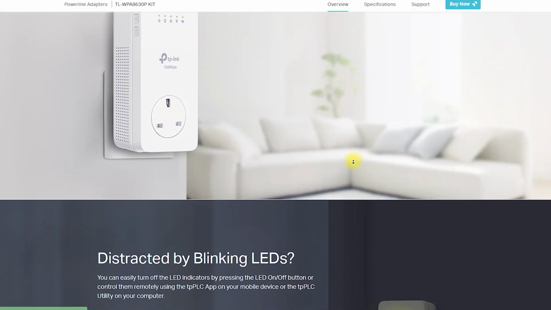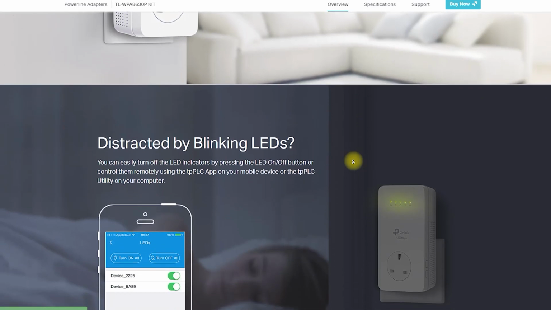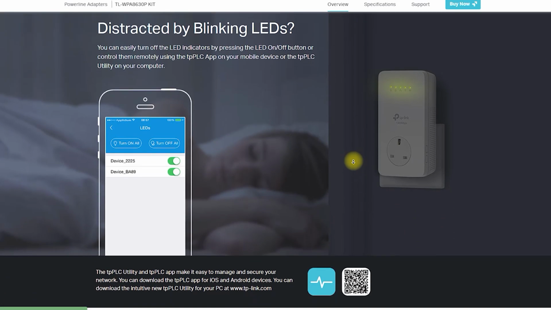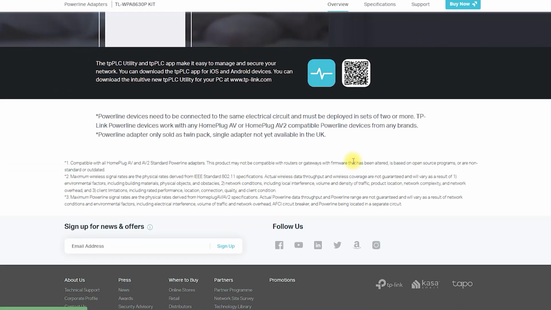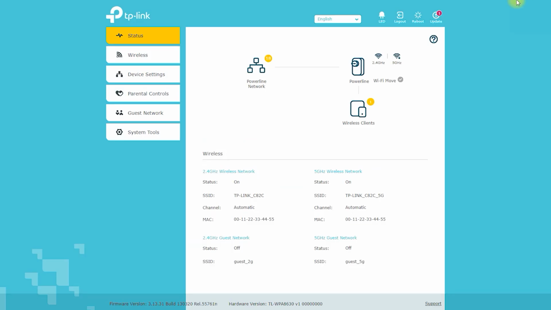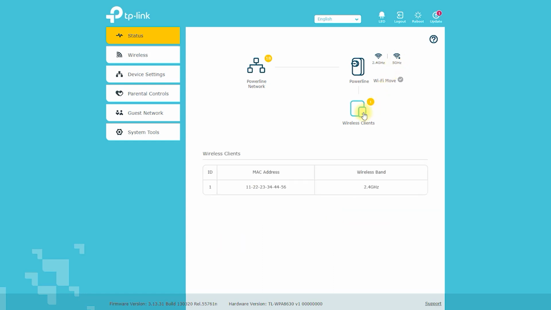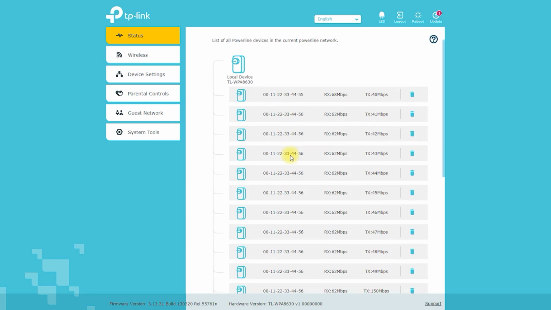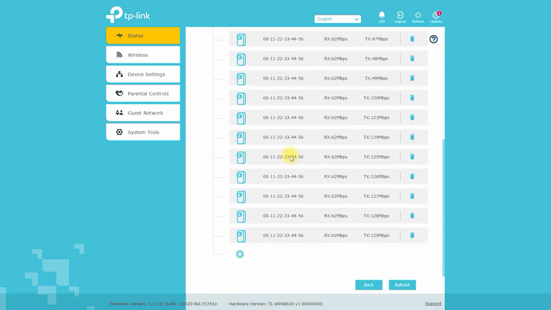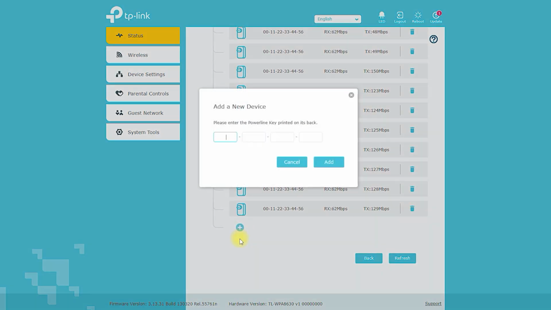The TL-WPA8630P kit supports 802.11 AC Wi-Fi, which provides fast speeds of up to 1300 megabits per second. The adapters also include a built-in power socket, so you can still use the outlet to power other devices. Additionally, the TL-WPA8630P kit includes a gigabit Ethernet port on each adapter, which can be used to connect devices such as gaming consoles, smart TVs, and computers.